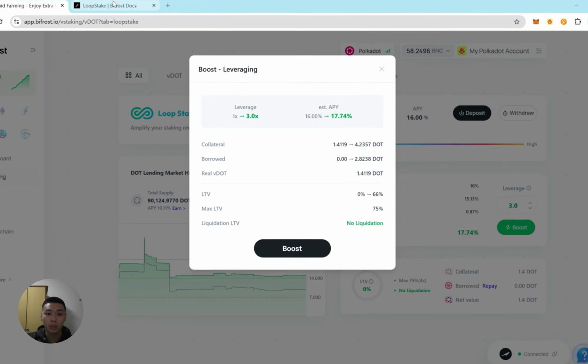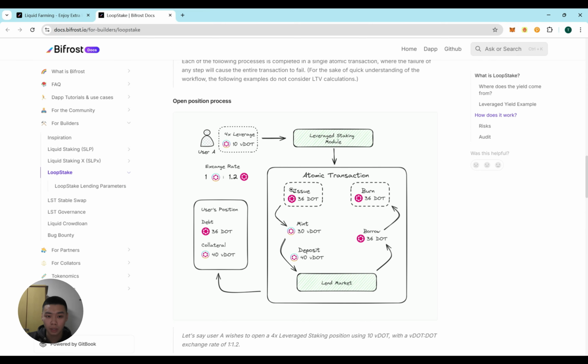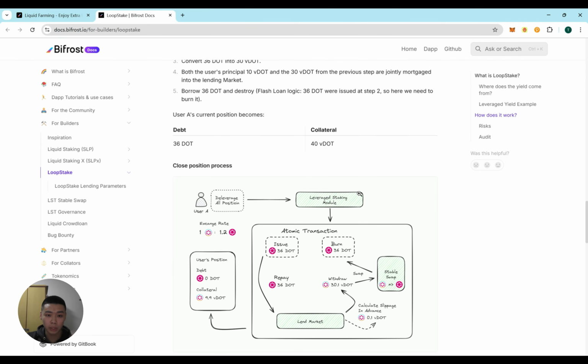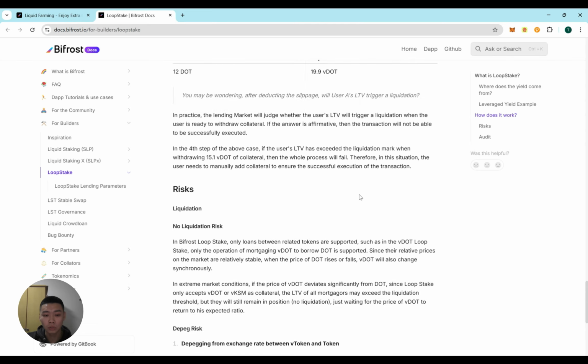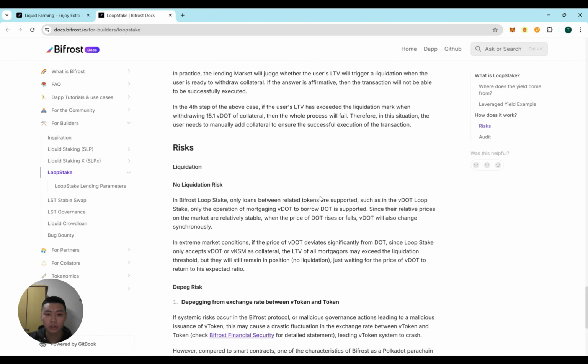Let me explain to you why there's no liquidation. Let's get back to this documentation and go to the bottom. There's no liquidation risk, right? Let me give you an example to compare the regular money market and the money market behind LoopStake, so we know why Bifrost is unique with no liquidation risk.